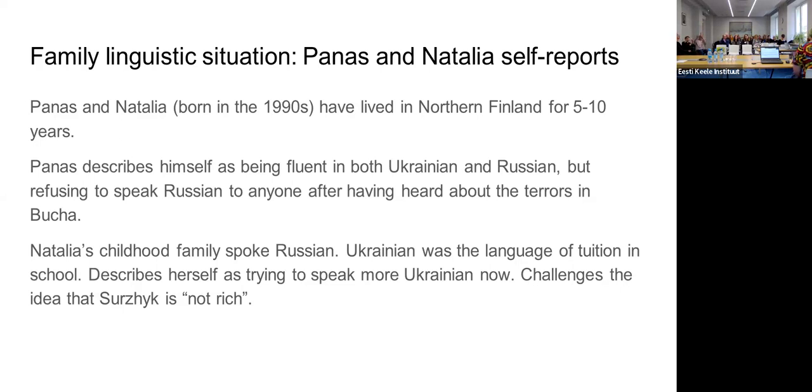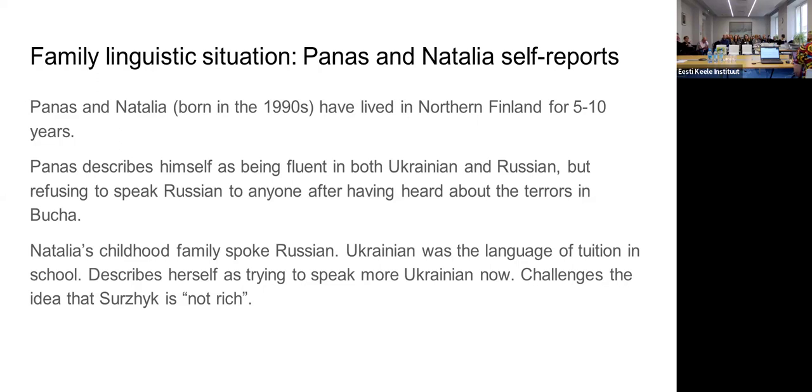And then they spoke Russian between the two of them, but soon Panas switched to speaking Ukrainian and started encouraging Natalia to speak Ukrainian as well. Natalia, who is also born in the 1990s, her childhood family spoke Russian at home, but Ukrainian was the language of tuition in school. And she describes her hometown in northeastern Ukraine as Russian-speaking.